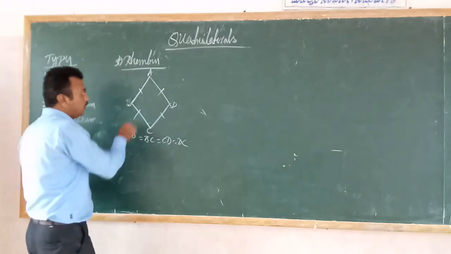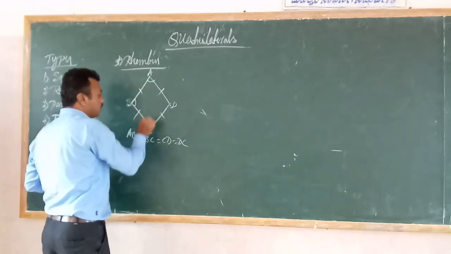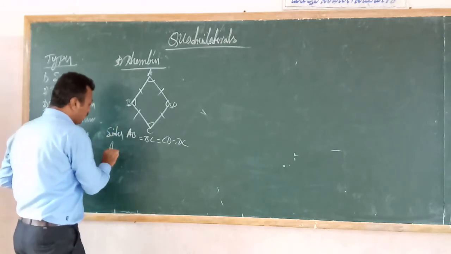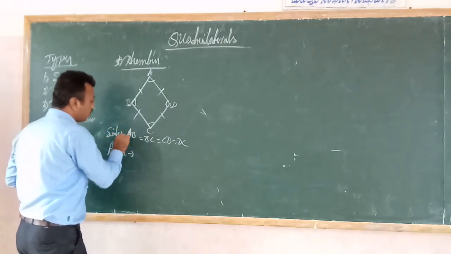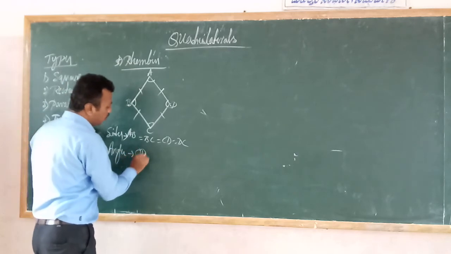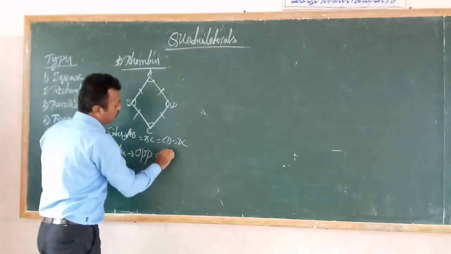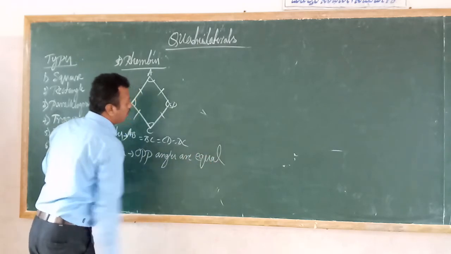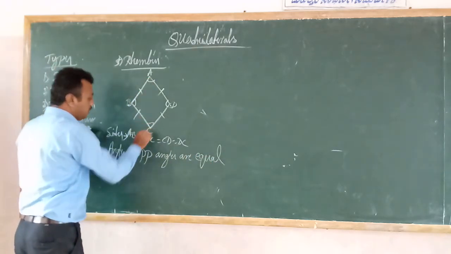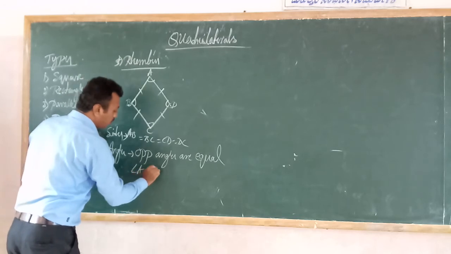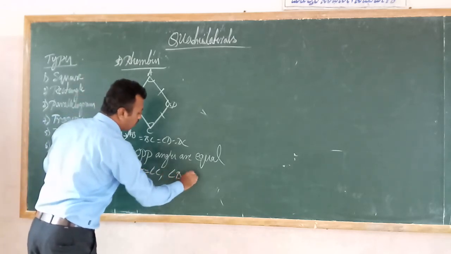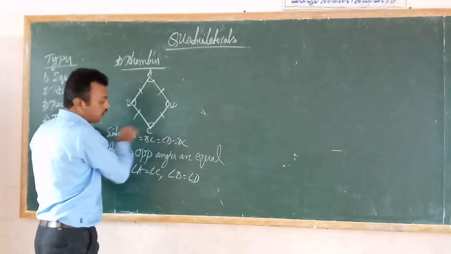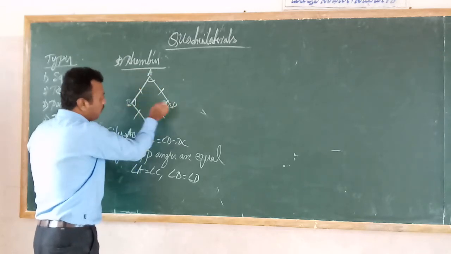All sides are equal. That is sides. Now come to the angles. Opposite angles are equal. Angle A is equal to angle C, and angle B is equal to angle D. Angle B is opposite to angle D, and angle A is opposite to angle C. Therefore, angle A and angle C are equal, and angle B and angle D are equal.